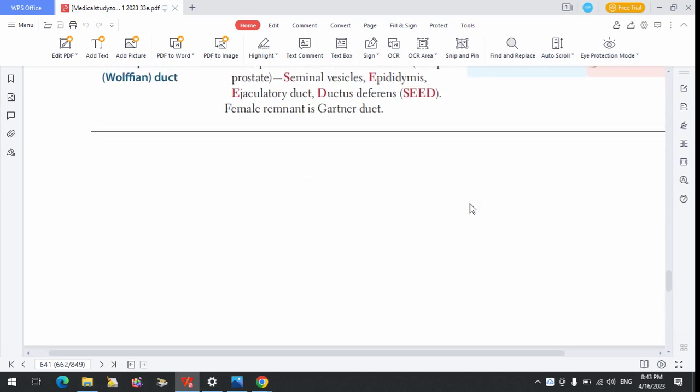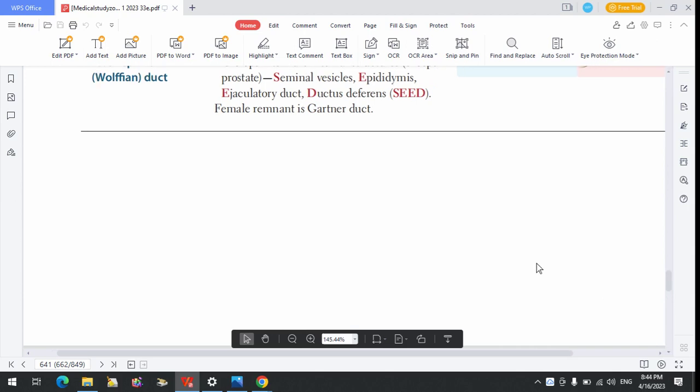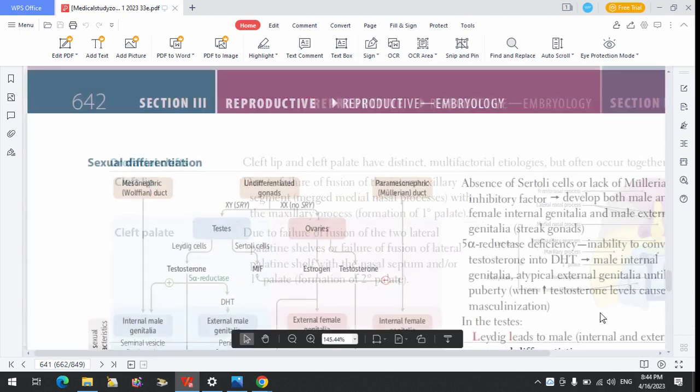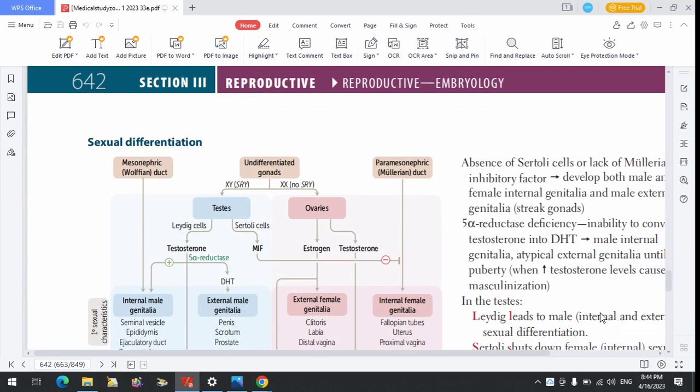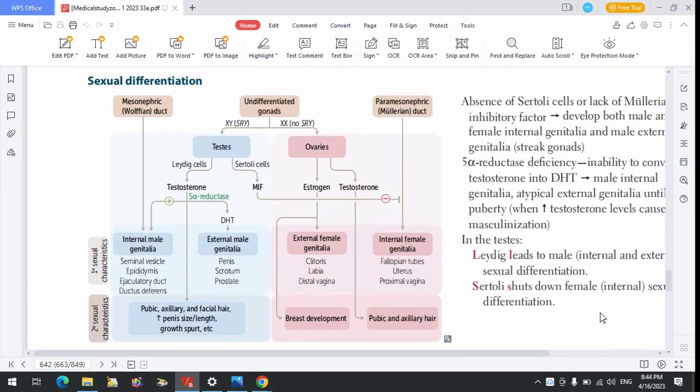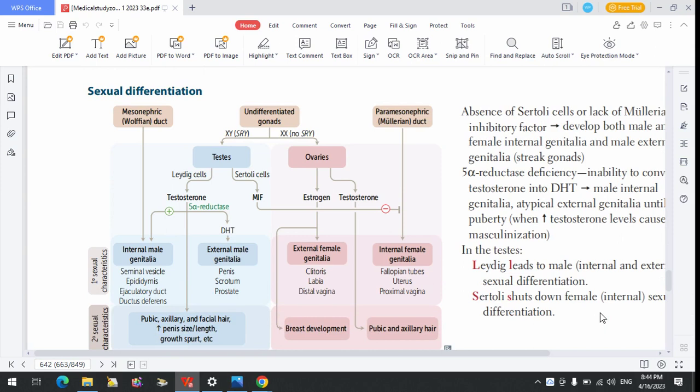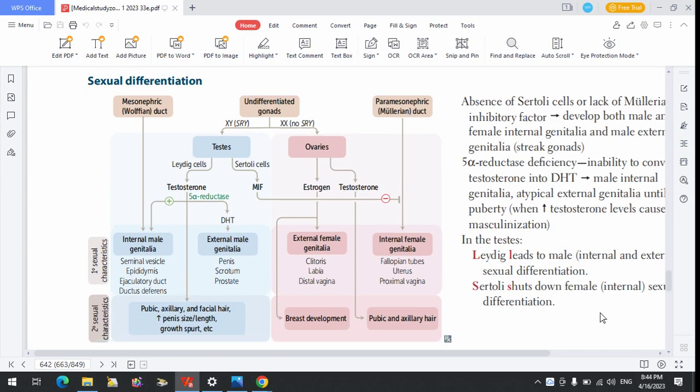So you guys should not forget Mullerian agenesis though. You know how they will present Mullerian agenesis. We should not forget; we have skipped it. What we have here is just Mayer-Rokitansky-Küster-Hauser syndrome.